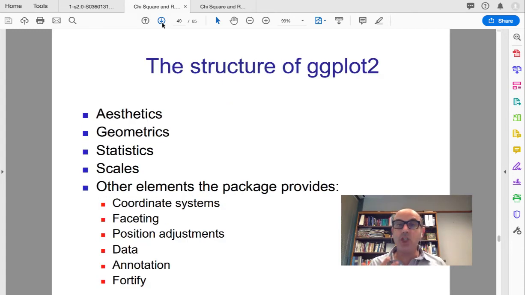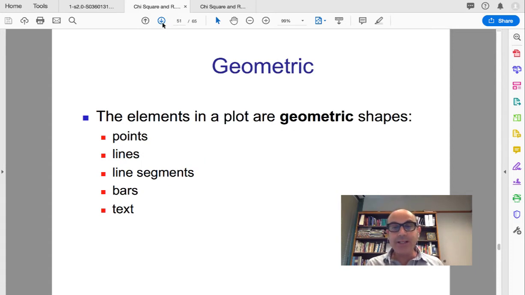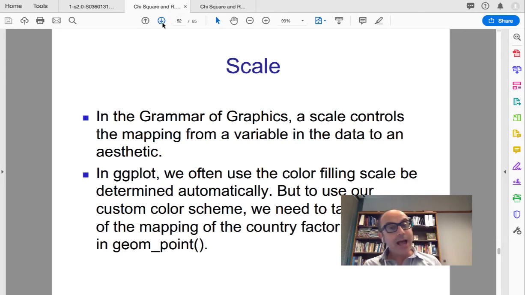So the structure of ggplot2 is composed of elements: the aesthetics, the geometrics, the statistic, the scale, and other elements that the package provides. The coordinate system, the faceting, the position, the data, the annotation for the data, and other things. So the idea of the aesthetic is to convey information with the aspect of the X position and the Y position, the size of the element, the shape of the element, and the color of the elements. The geometrics is the idea of the plot and the shape of the points, the line segments, the bar, and the text. The third aspect is the scale.